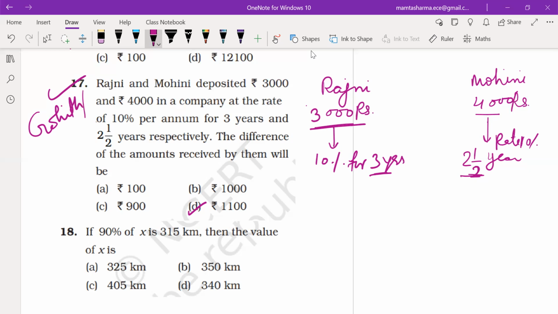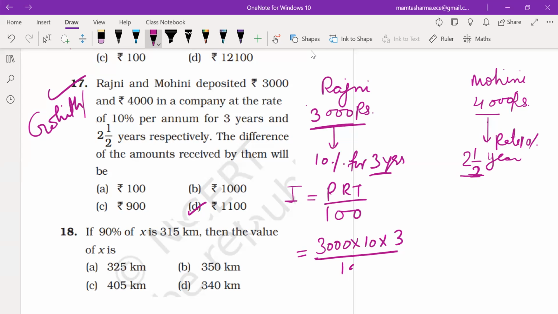For Rajni, that interest amount would be PRT by 100. Yes, ma'am. So PRT: 3,000 into R, which is 10%, T is 3 years. 2020 will get cancelled out, 900 rupees.